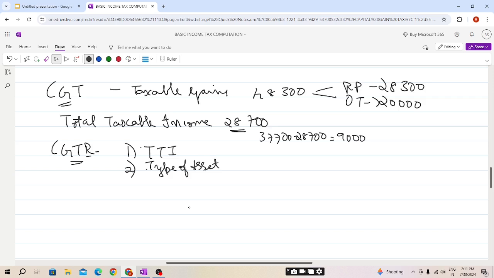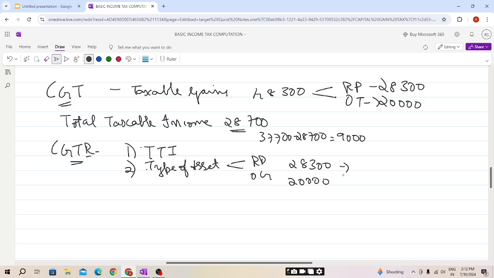And now to determine the rate, we need to see the type of asset disposed. So here we have residential property and other. For residential property, first the capital gains tax will be calculated, then other. Same for the AEA: the order will be residential property, then other gains. So first residential property. Residential property gain is 28,300, and other gains 20,000.